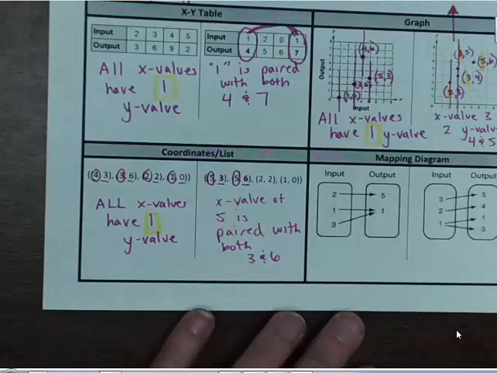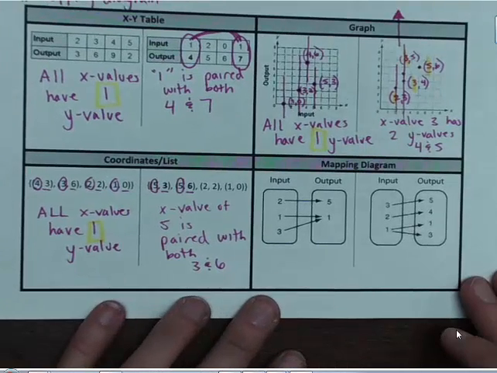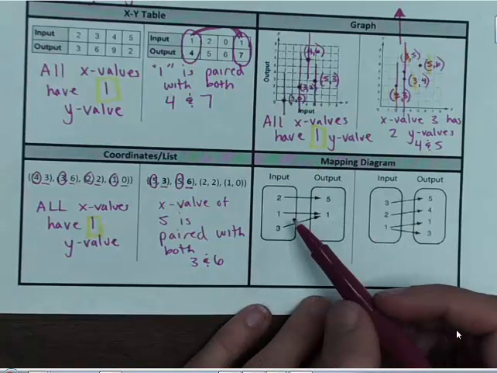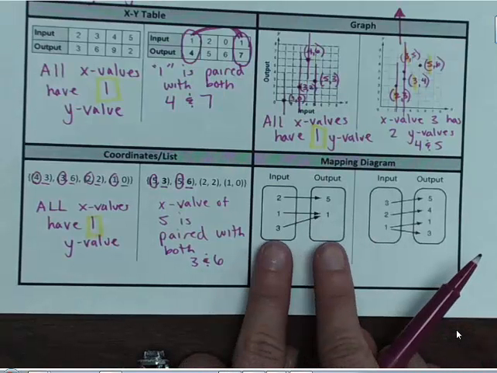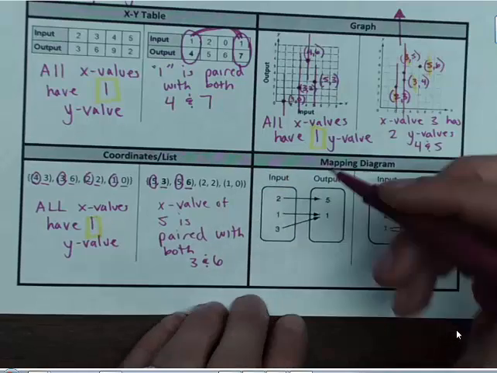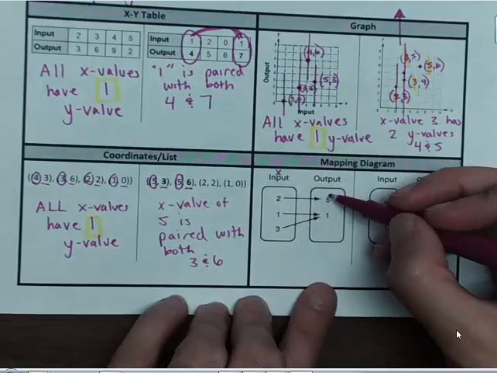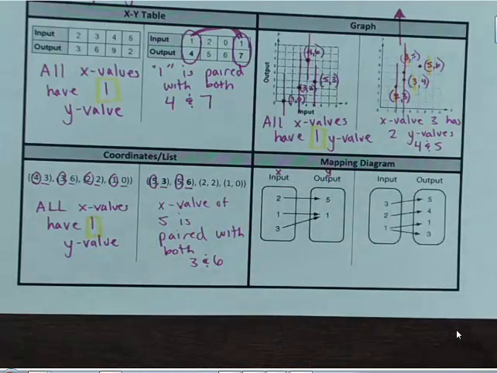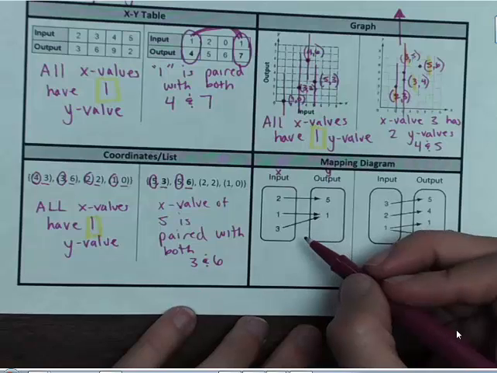Okay, and our fourth way, which is newer to us, is the mapping diagram. Notice the mapping diagram has two sections. The left section is the input, which represents our x values, and the right section is our output, which represents our y values. So if I look at this first one, these represent coordinates. Okay, it's just another way of representing.